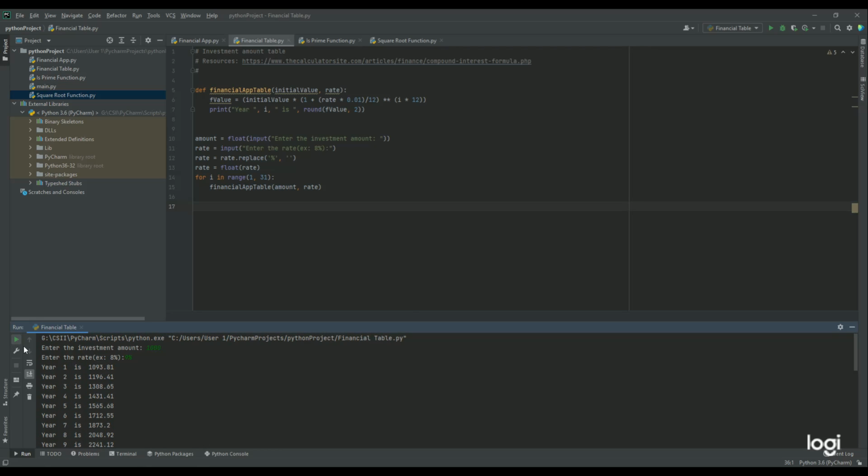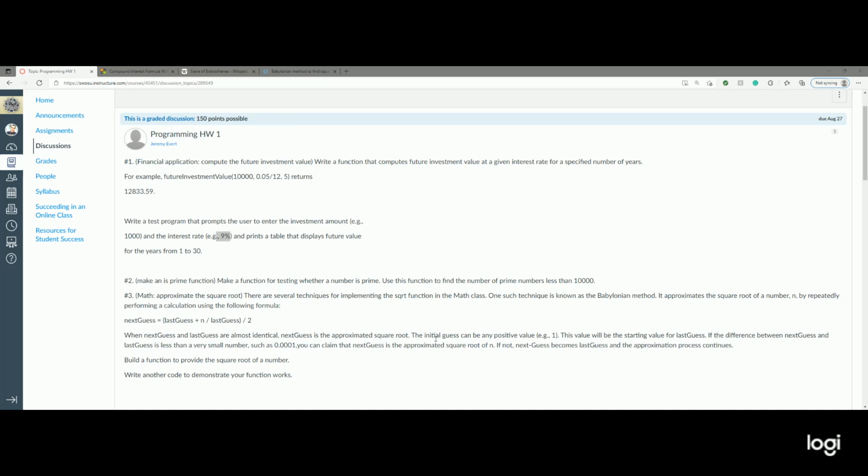I'll run another test with different numbers. 2,500 at an 8% return. Alright, seems to be working. So, as I said before, I'll go on and do question number 2. So go back to the other screen.